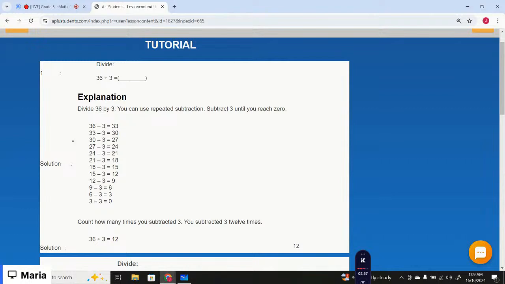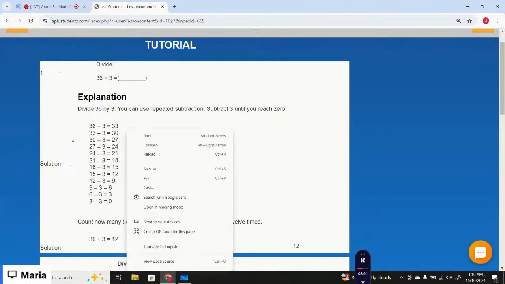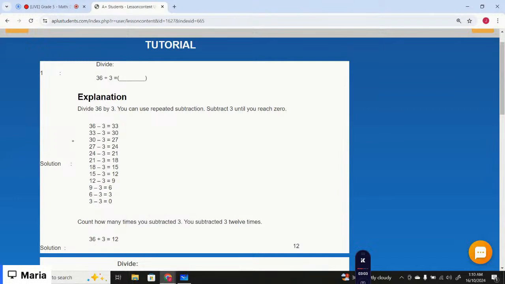You have to do 36 take away 3, that is 33. Then 33 take away 3, that is 30. Then 30 take away 3, that is 27. You have to do until 0. So how many times did you do that subtraction? 1, 2, 3, 4, 5, 6, 7, 8, 9, 10, 11, 12. 12 times you did until 0. That means 36 divided by 3 is 12. Got it? So the correct option is 12.